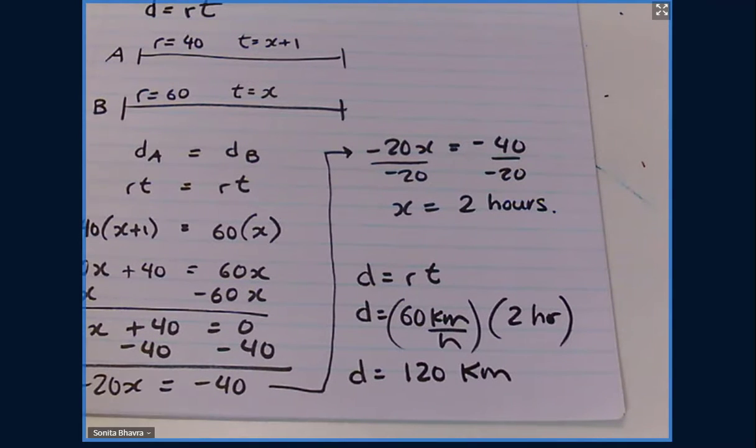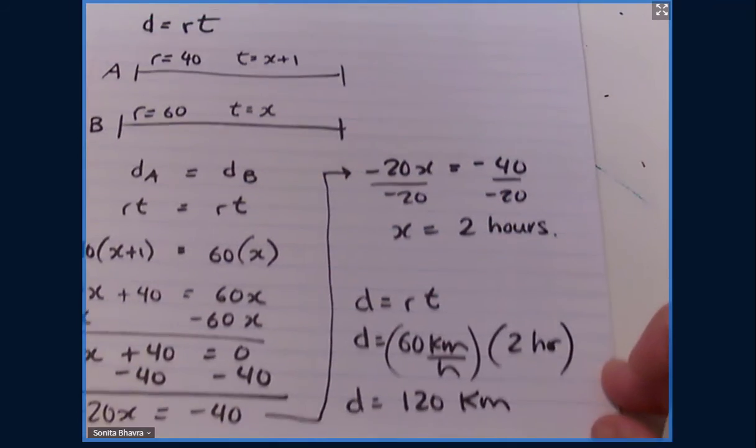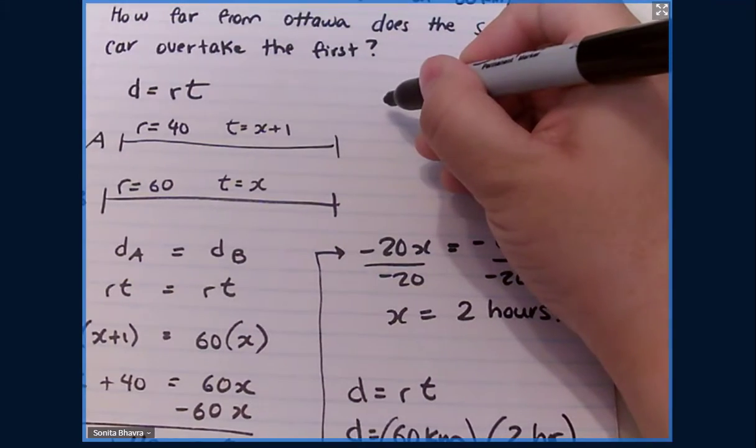All right, so that's our distance. The last thing we have to do is write out the statement. Basically, it took the second car 2 hours to catch up to the first car, so it would have traveled 120 kilometers. So how far from Ottawa does the second car overtake the first? In 120 kilometers. So we can write the statement. I'm just going to write the statement right up here. I'm running out of room.